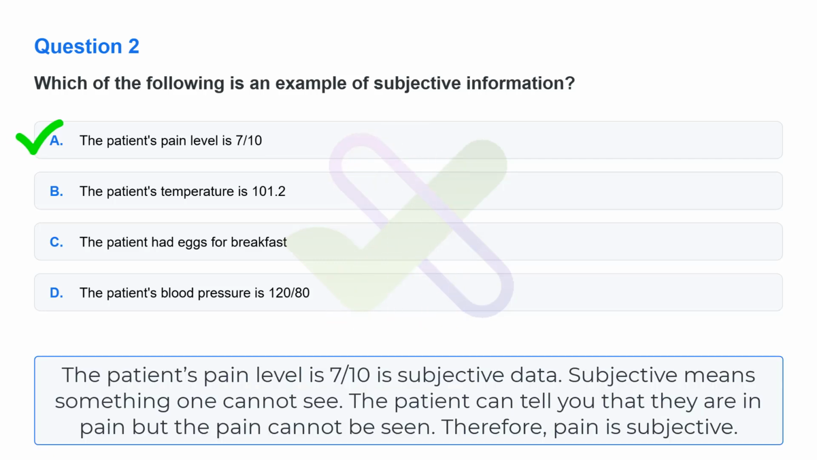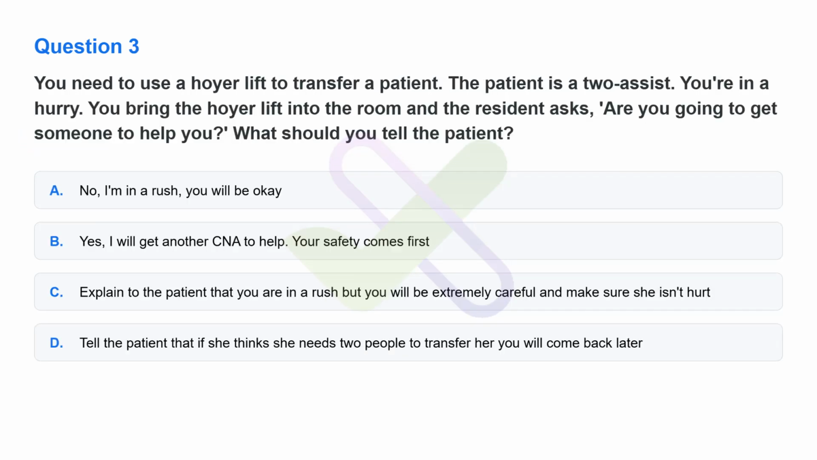Correct answer, A. The patient's pain level is 7 out of 10. The patient's pain level is 7/10 is subjective data. Subjective means something one cannot see. The patient can tell you that they are in pain, but the pain cannot be seen. Therefore, pain is subjective.